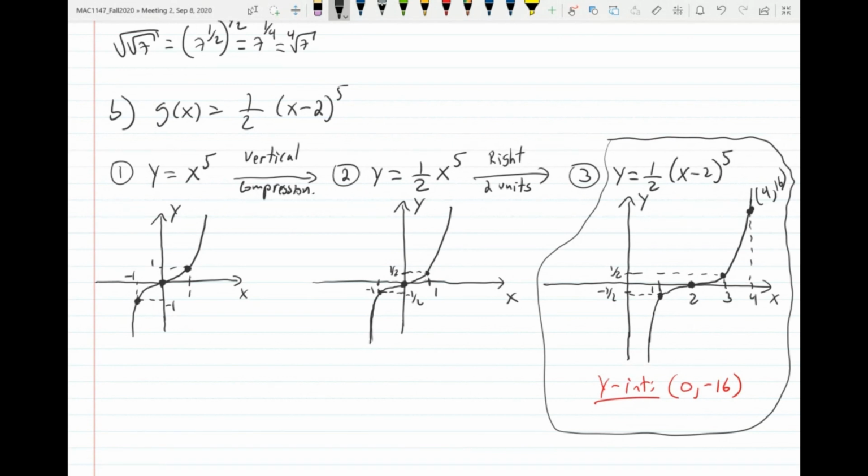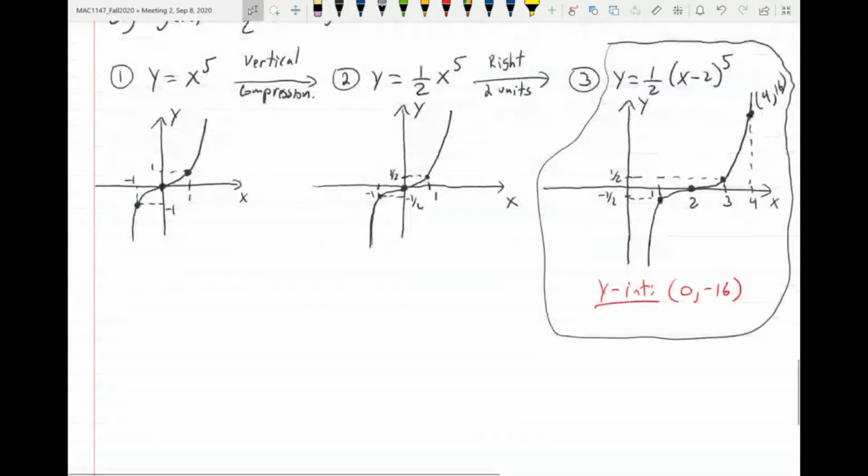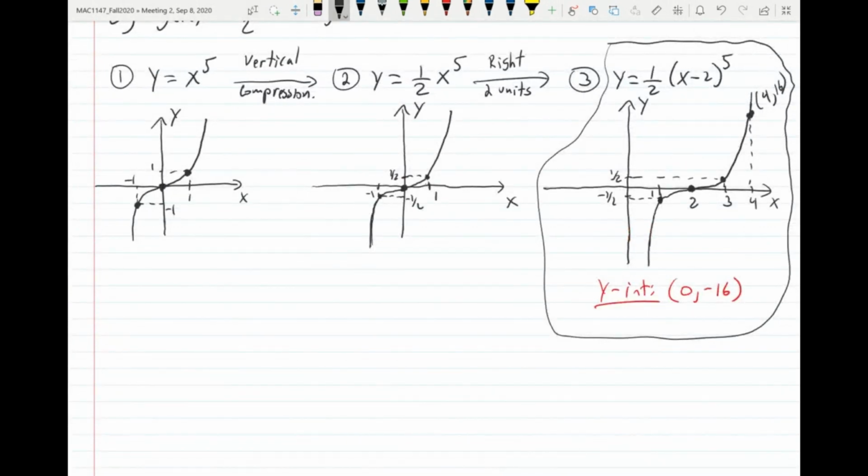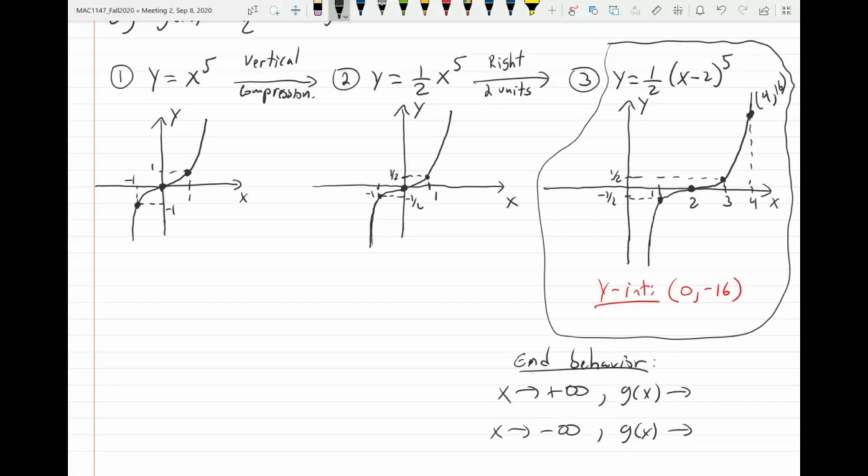Okay, good. Let's see. End behavior. What's the end behavior here? Let's write it down. End behavior. And remember, this end behavior always means the same thing. When x approaches positive infinity and when x approaches negative infinity, what can we say about the function? What can we say about the function g when x approaches positive infinity? So it goes to positive infinity as well.